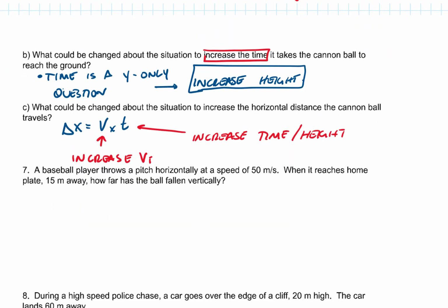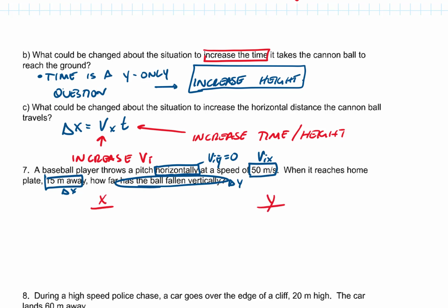Number 7, a baseball player throws a pitch horizontally. Again, that's going to tell me the initial velocity in the y direction is 0. The speed of 50 meters per second is the initial velocity in the x direction. And when it reaches home plate, 15 meters away, that's our delta x. How far has the ball fallen vertically? That's our delta y. When you do these problems, I need you to mark the text with circles or boxes so that you know what your given information is, because it gets more complicated the further we go with this.